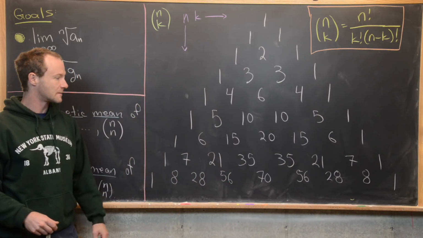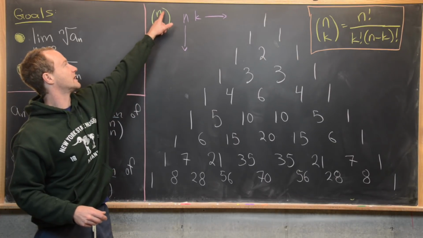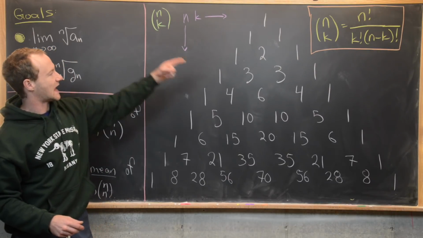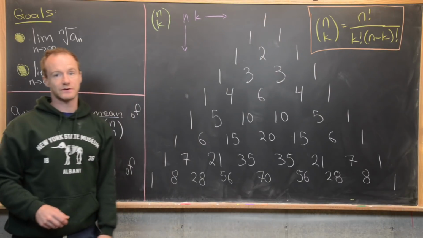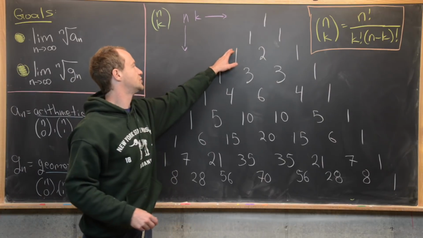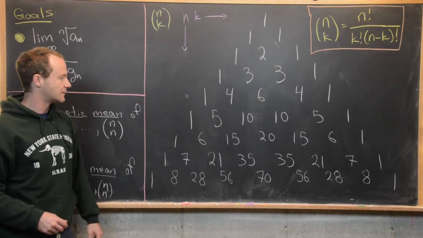It turns out that if you define a binomial coefficient by this symbol, we read this as n choose k, where the n's are going down and the k's are going across. So this is like 0 choose 0. Here we have 1 choose 0, 1 choose 1, 2 choose 0, 2 choose 1, and 2 choose 2, and so on and so forth.